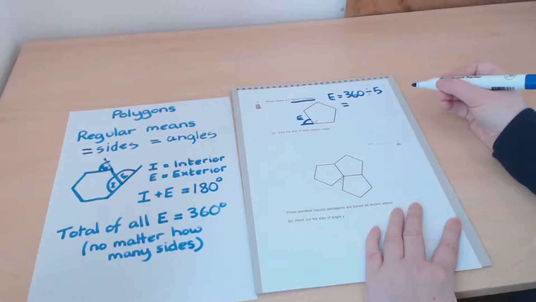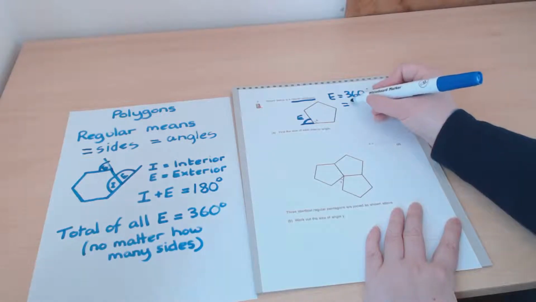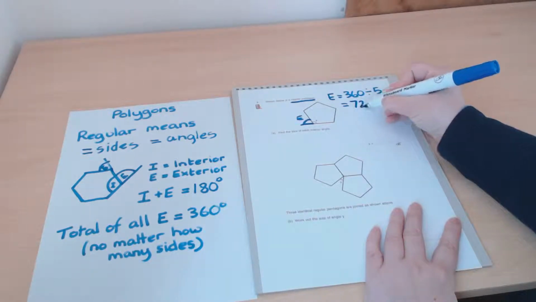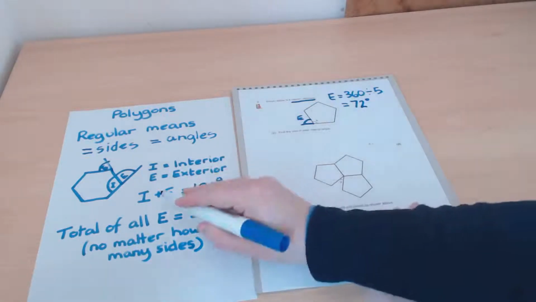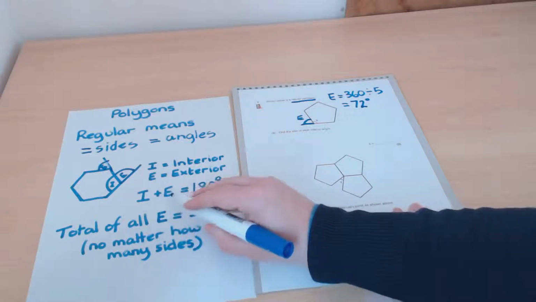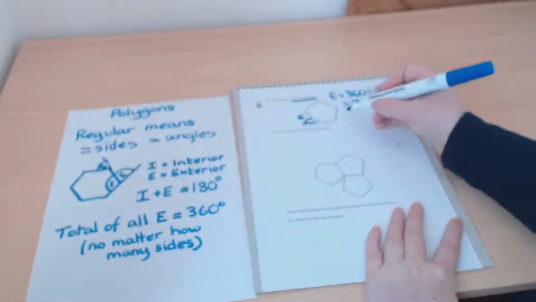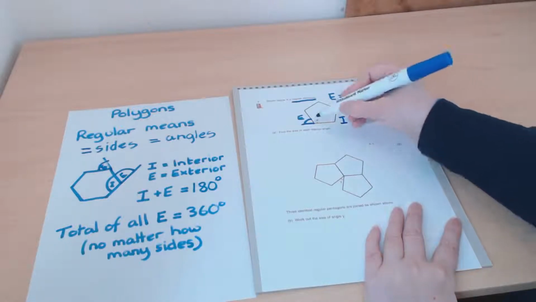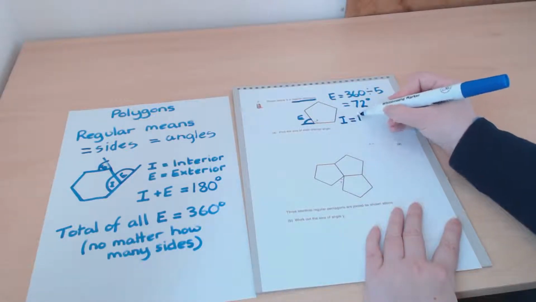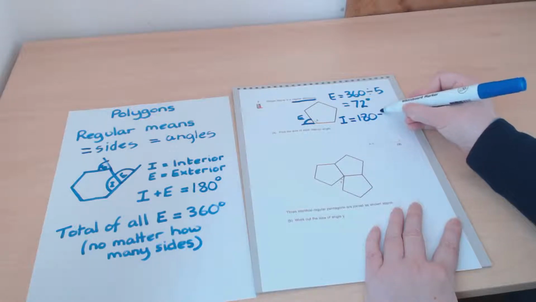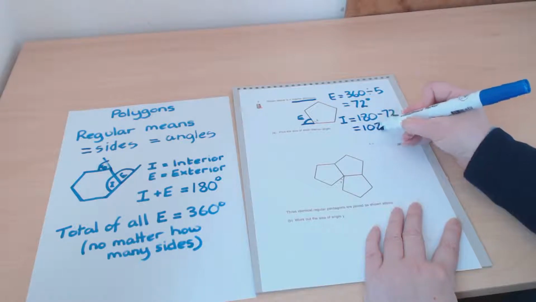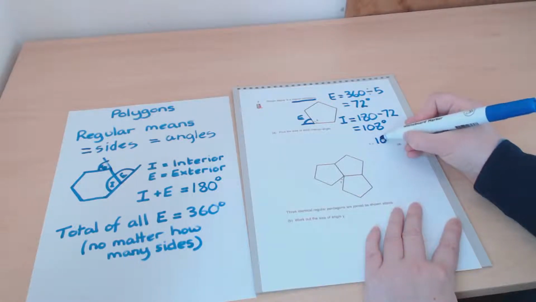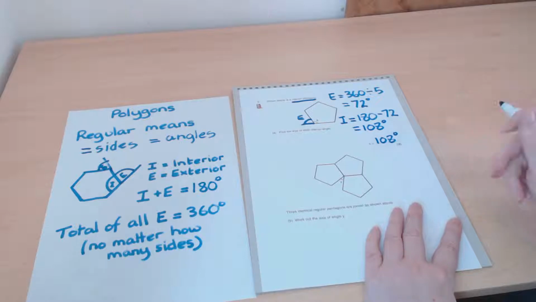So 360 divided by 10 would be 36, so we double that to get 5. So the exterior angle here is 72 degrees. So then we look and use this fact that we know that the interior plus the exterior equal 180. So the interior angle that we're trying to find, this x, will be 180 minus the 72. So that means it will be 108 degrees. So x is 108 degrees.